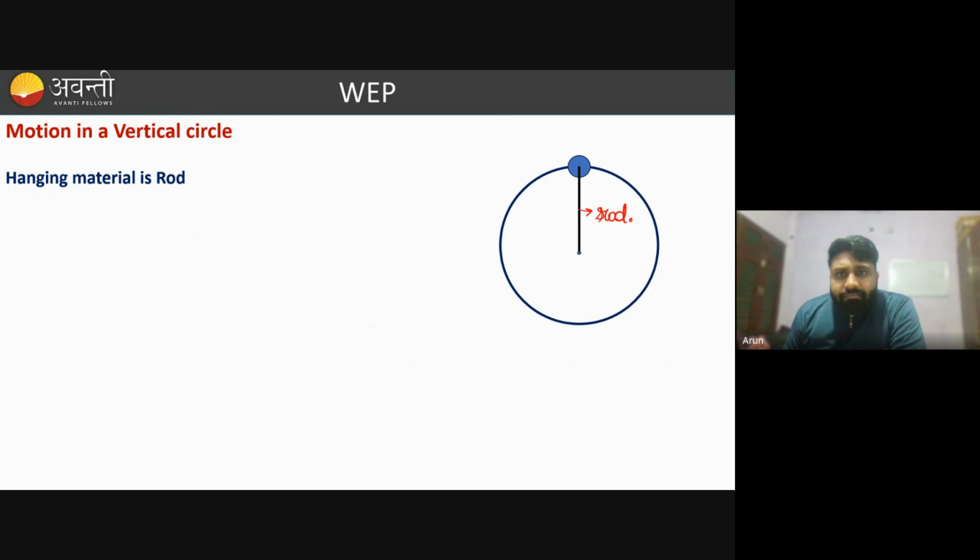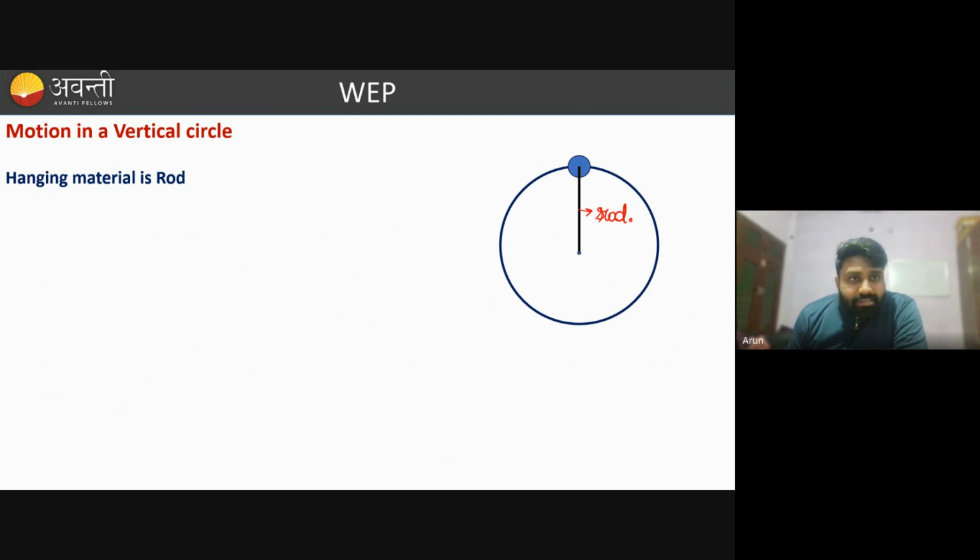So let's say if the velocity is zero here, don't worry. If the velocity is zero here, enough momentum has been imparted. There are chances that it can complete the circular motion, because there will be tension in the rod. Okay, got it?